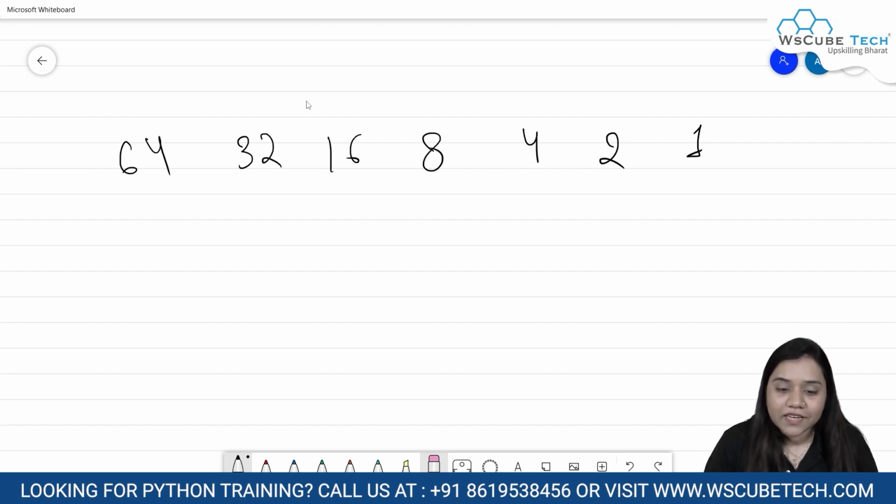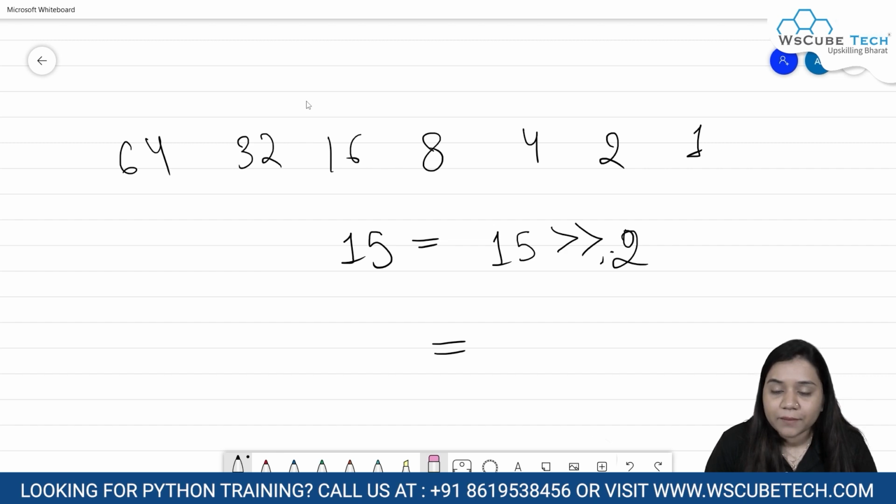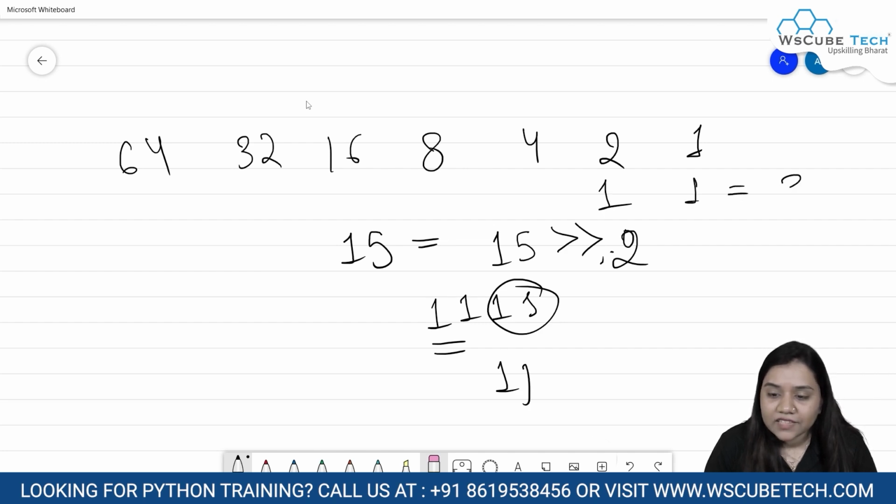For example, I'm considering the case of 15. If I use a right shift bitwise operator on it, I will use the arrows that are pointing towards the right, and write the value by how many bits I want to shift it, how many bits I basically want to remove from the end. So from 1111, if we remove two bits from it, we are left with 11. If I write 11 over here, I get 3. So if we apply the right shift bitwise operator on 15, the value that we will receive will be 3.